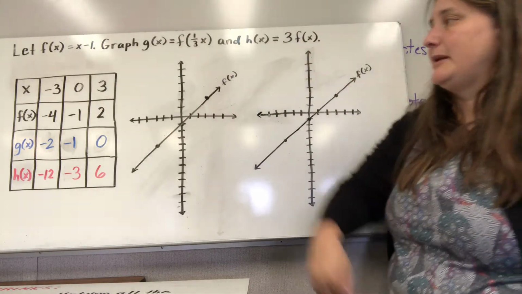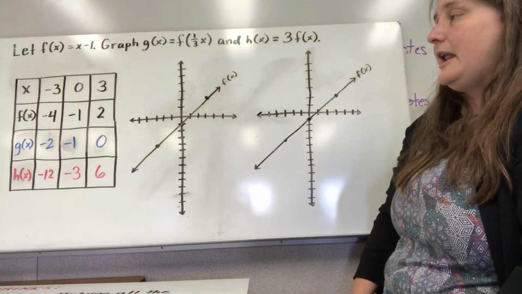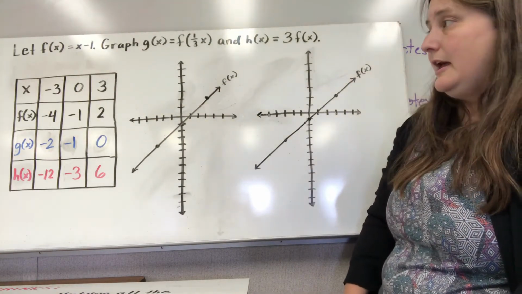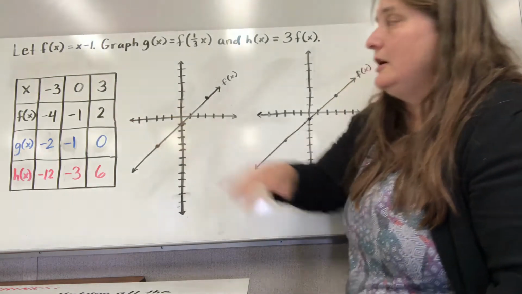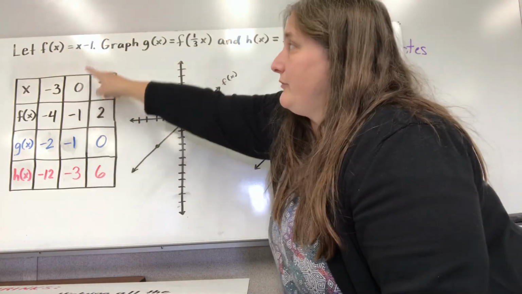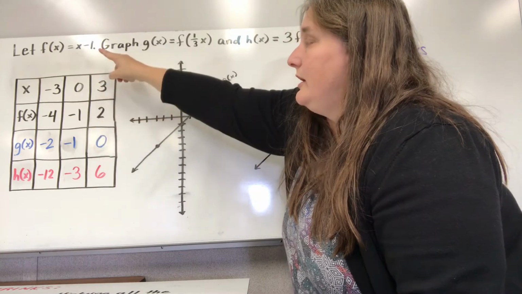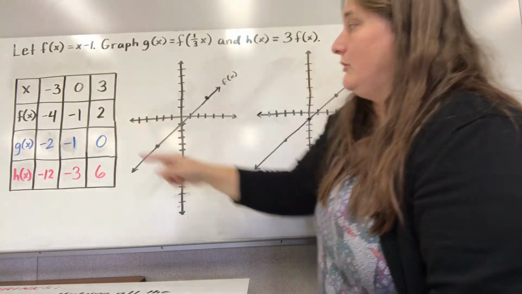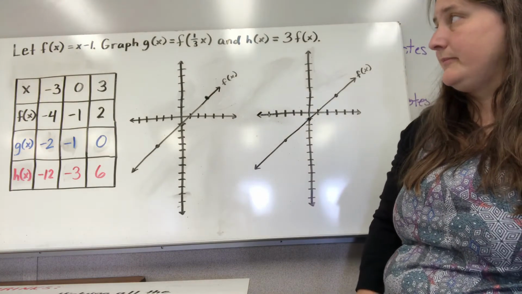So I started off by coming up with some inputs. I picked -3, 0, and 3, and I plugged them into my parent function. And I got the outputs of -4, -1, and 2. So when I plugged them in, I had to do x minus 1. So -3 minus 1 gave me -4, 0 minus 1 gave me -1, and 3 minus 1 gave me 2. And then I graphed my parent functions on both of these graphs here.